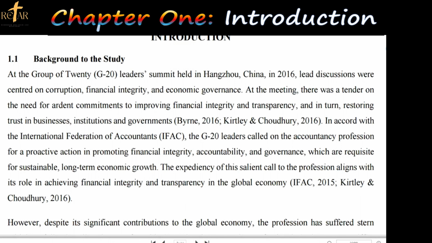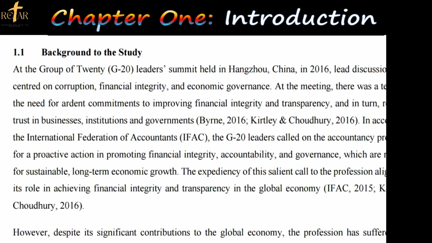At the meeting, there was a tender on the need for ardent commitment to improving financial integrity and transparency, and in turn, restoring trust in businesses, institutions, and governments. So you are giving the background that people don't have trust again in businesses. People don't have trust again in institutions and even in government.